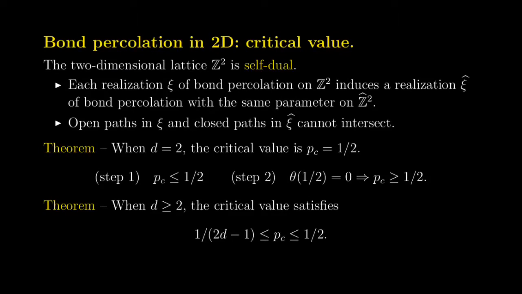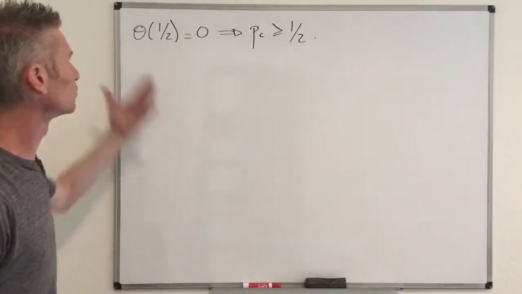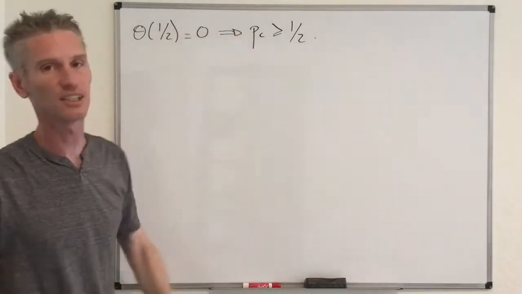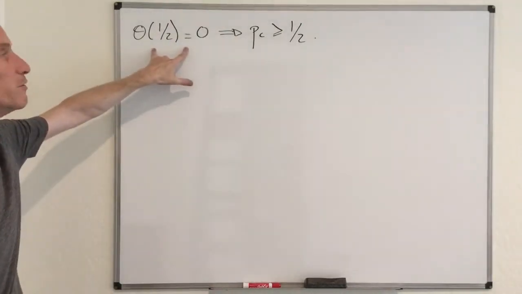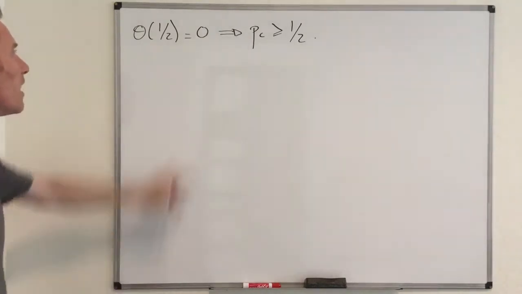So now let's prove the opposite, that pc is larger or equal to 1/2. So of course with what we just proved, that's going to imply that pc is equal to 1/2. And in fact, you see in step 2 in the slide, we are going to prove slightly more. We are going to prove the fact that theta of 1/2 is equal to 0. So I wrote this result on the board. The main point is not to prove this implication. The main point is really to prove this result here, that theta of 1/2 is equal to 0.